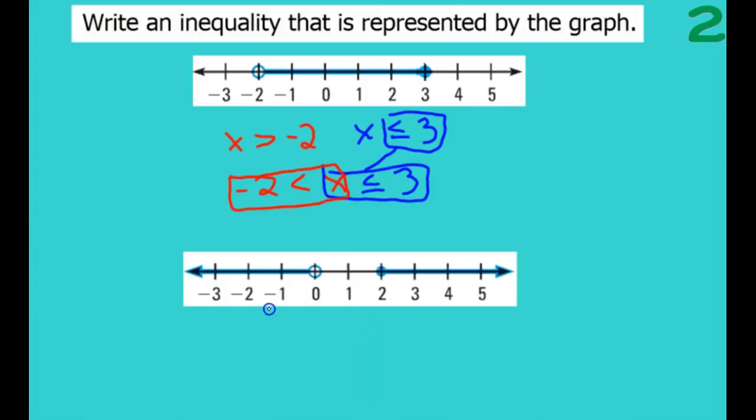Here, let's write out our separate ones first. So we have x, our arrow's pointing to the left, so we can draw an arrow to the left, is less than 0, and x, our arrow's pointing to the right, so we point an arrow to the right, greater than or equal to 2. Now this is an OR inequality because we have arrows pointing in different directions. So all you need to write then is OR between them. So x is less than 0 or x is greater than or equal to 2.